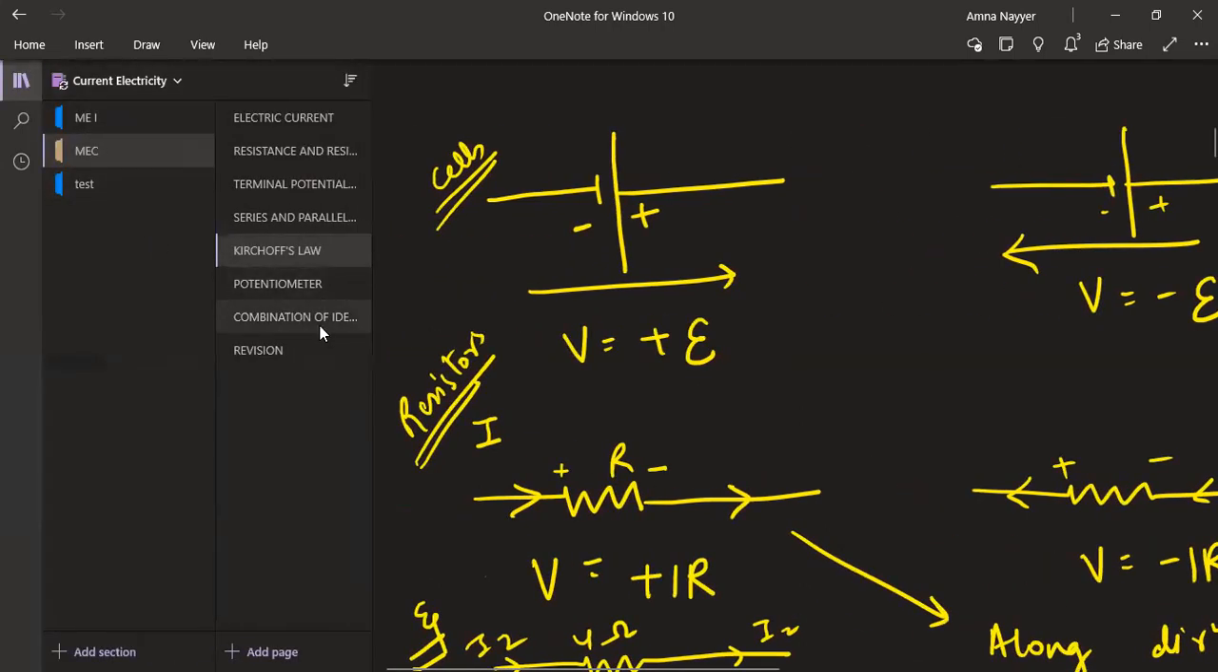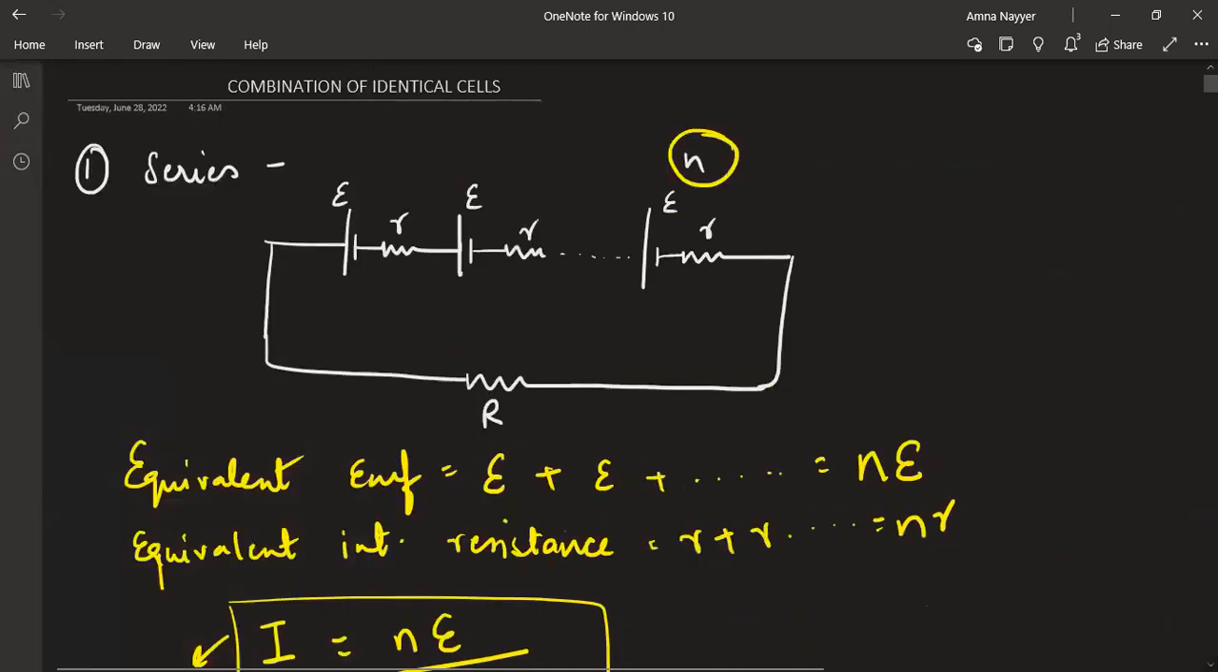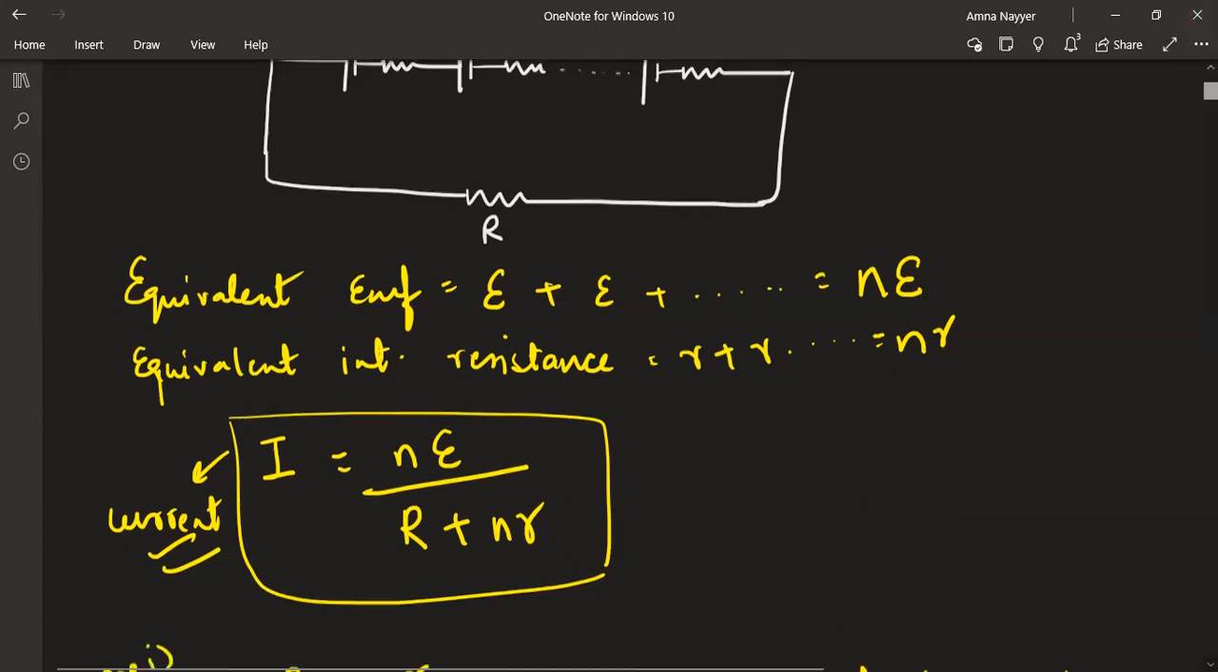Potentiometer is not coming in your case, no need to do that. Series, yes, this is more important: combination of identical cells, series and parallel. If n identical cells are connected in series, the current becomes nE divided by R plus nr, where small r is the internal resistance and capital R is the external resistance.